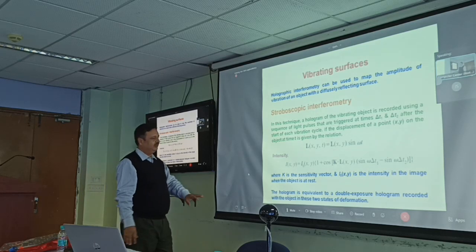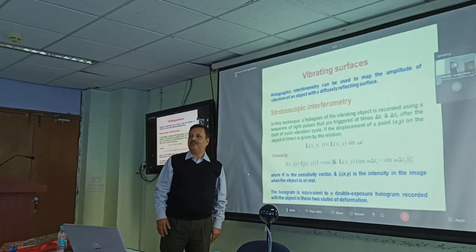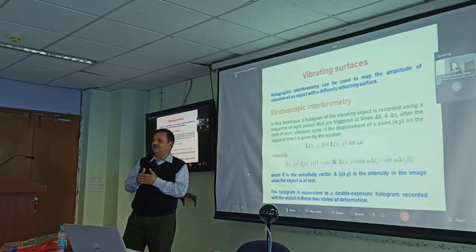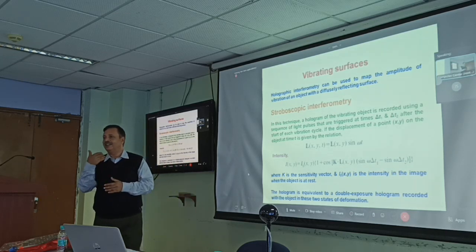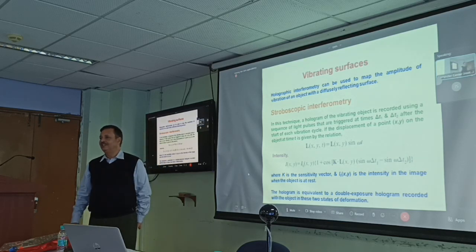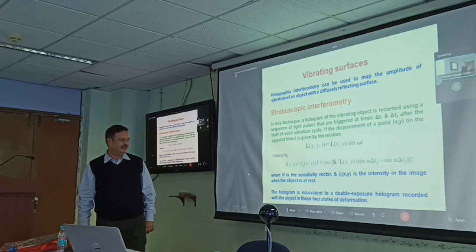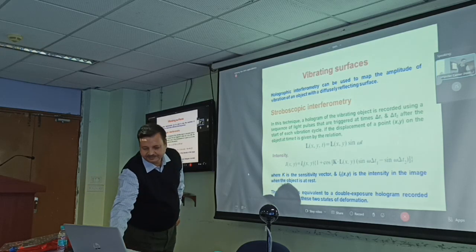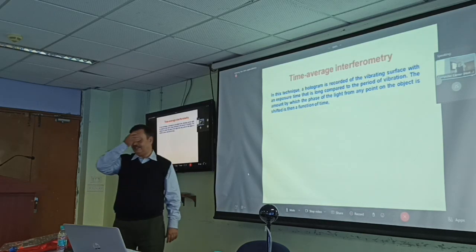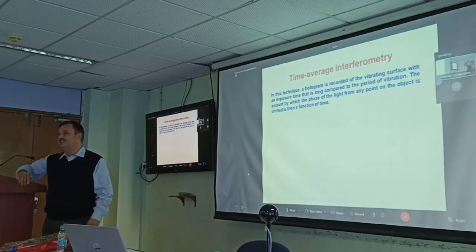So this hologram is simply equivalent to a double exposure. Means you are recording one hologram at delta T1, another at delta T2. The treatment is similar to the double exposure interferometry. And you come to know the another one is the time average interferometry.